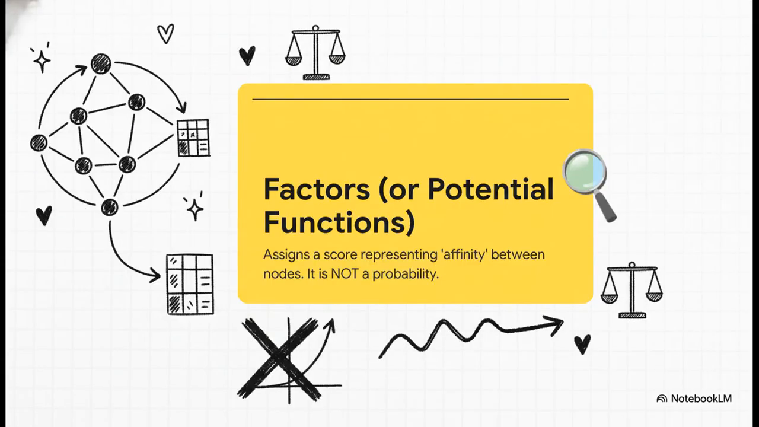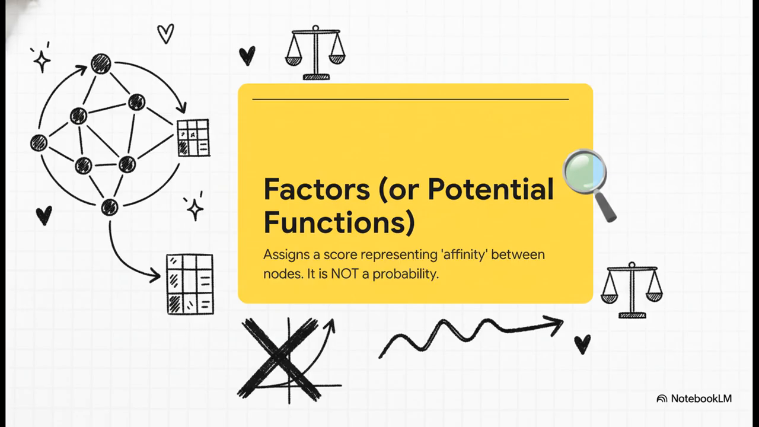The answer lies in a brand new concept. Instead of probabilities, we're going to use something called factors, or sometimes potential functions. Now, I want you to think of a factor as just a simple scoring system. It's a small table that gives a score to every possible combination of the connected variables. This score just tells us how compatible or how much affinity those variables have for each other.